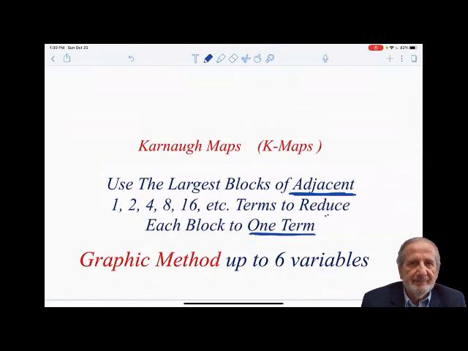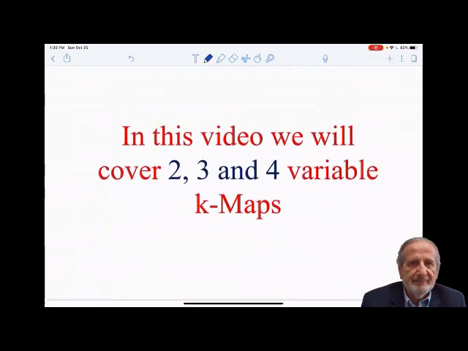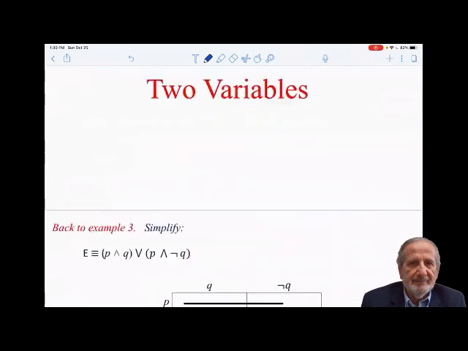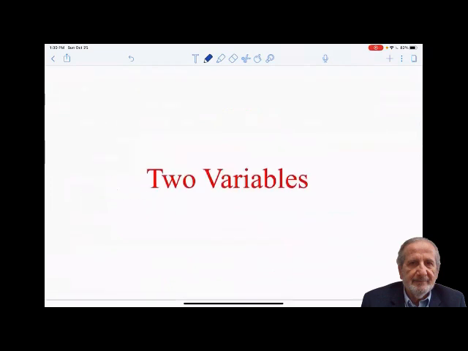And this graphic method can be used up to 6 variables. But in this video, I'm covering 2, 3, and 4 variables only. So let's start with this. Now we're starting with 2 variables.